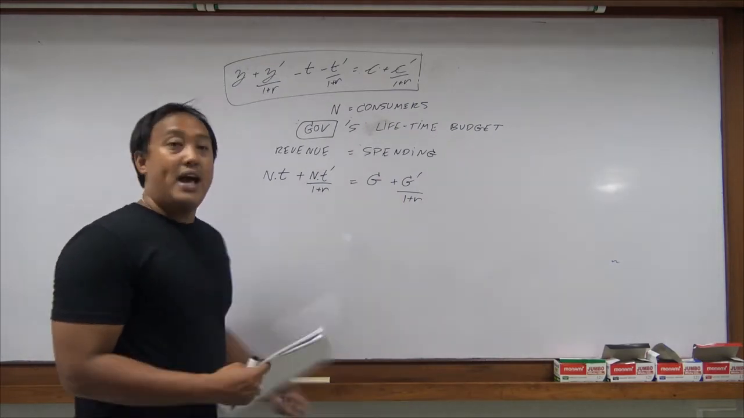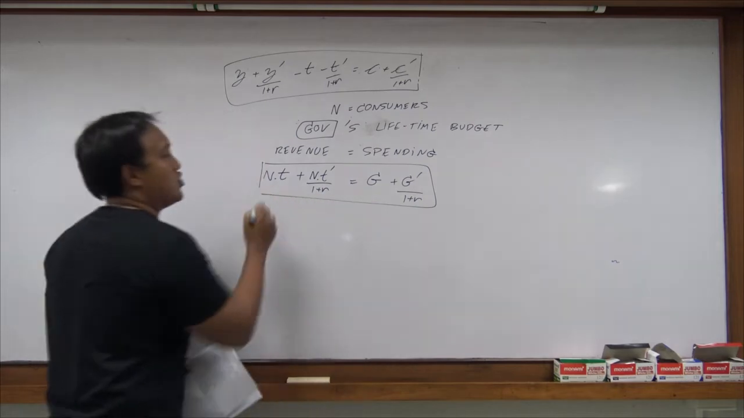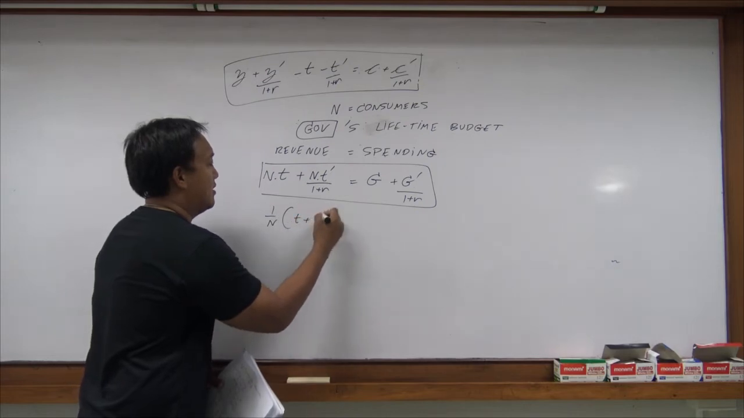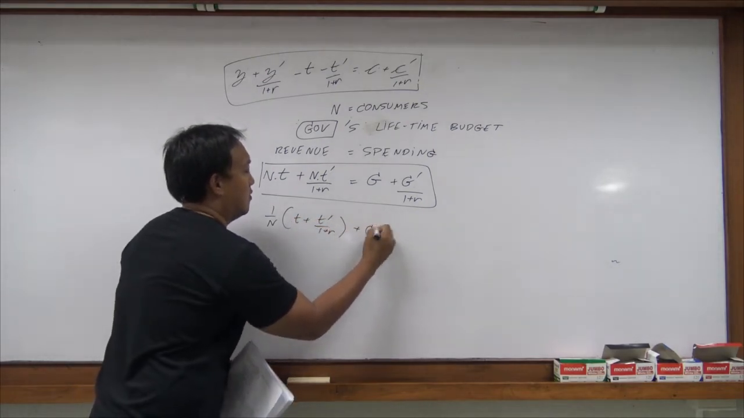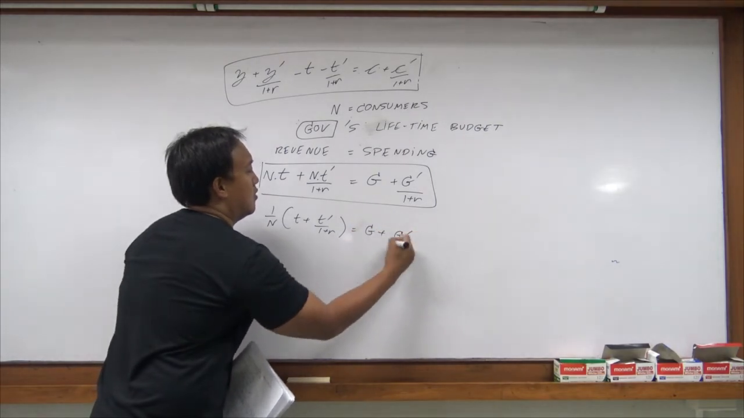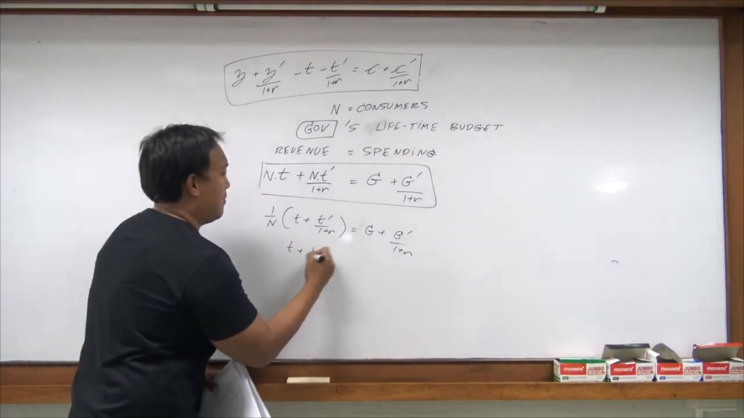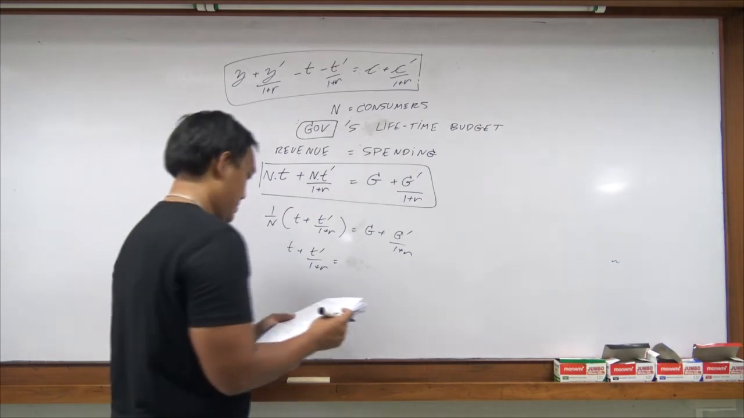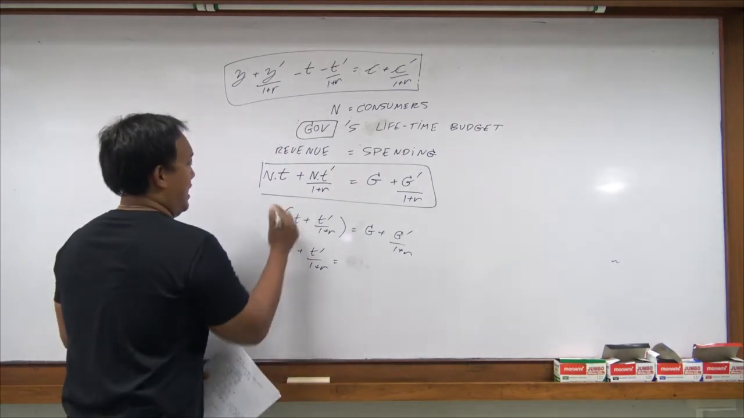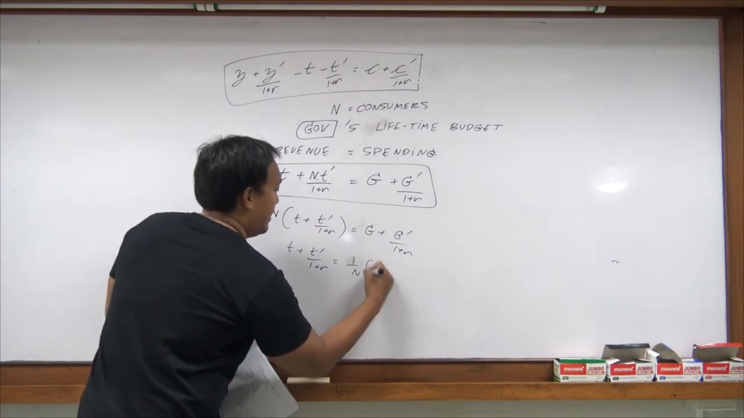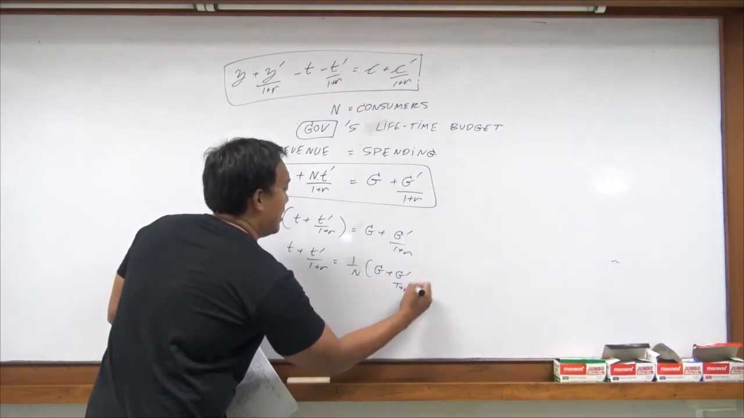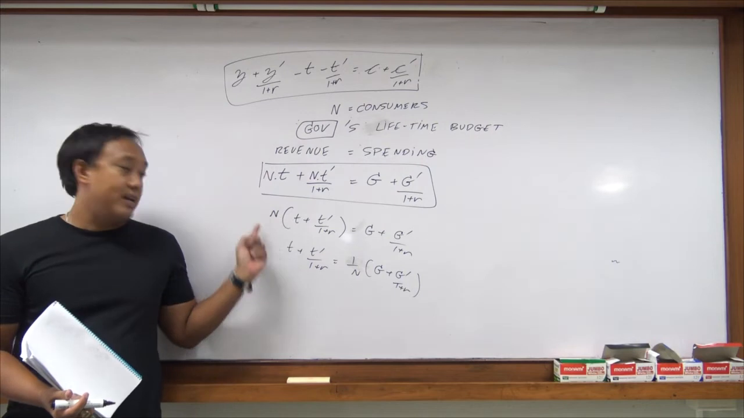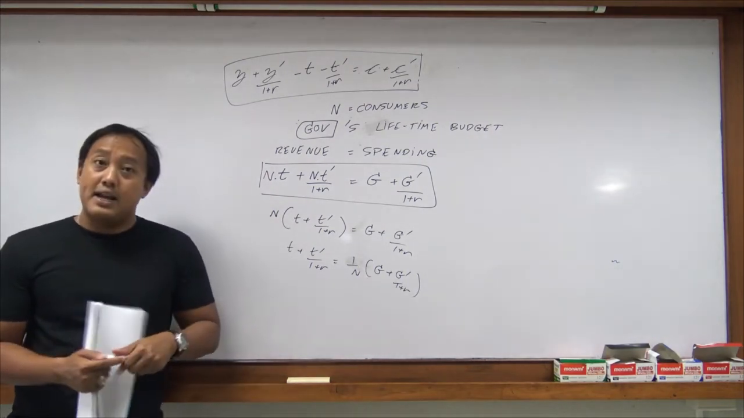After I have this equation, I'm going to start solving the equation. Here, I take N outside the bracket, and then I get T plus T prime over 1 plus R equal to, oh wait, this is N, 1 over N times G plus G prime over 1 plus R. I got this equation. I just take N outside the bracket and divide it on the other side.